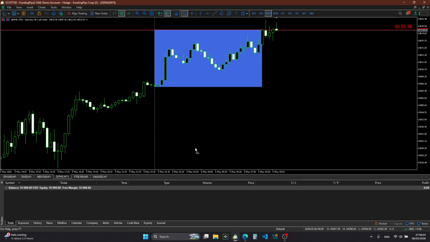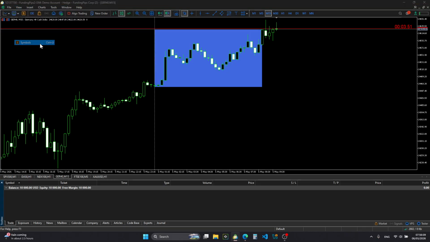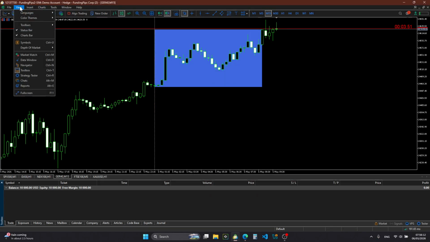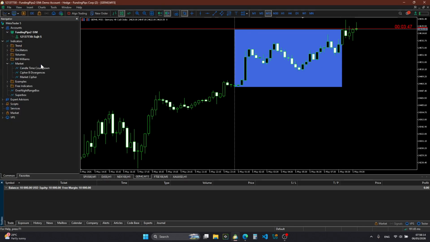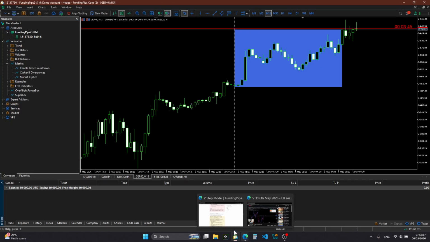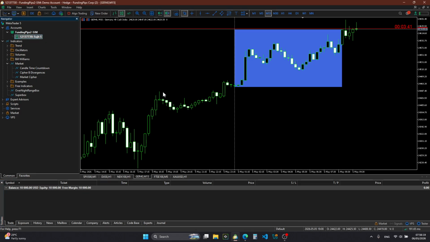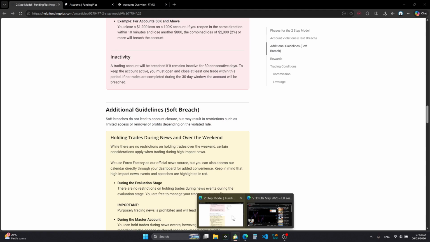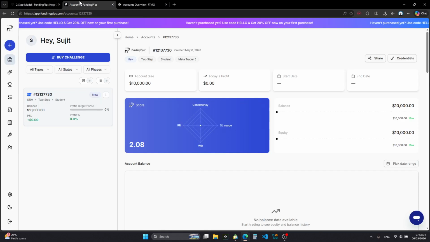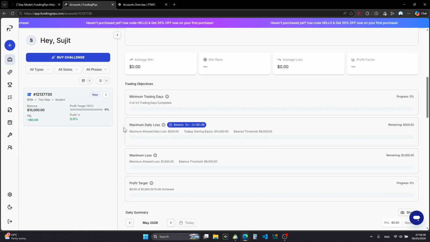Today I am using the same account that I bought from Funding Pips. I have logged in here, and I will see how it works. This is the first time I'm using Funding Pips. I used to do only FTMO. Let's see how it works.